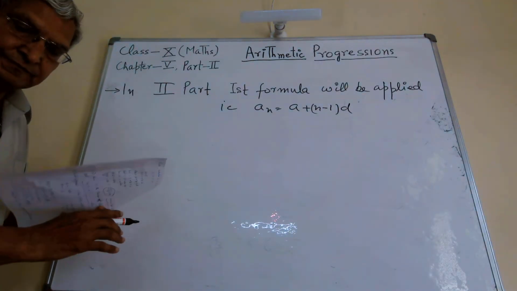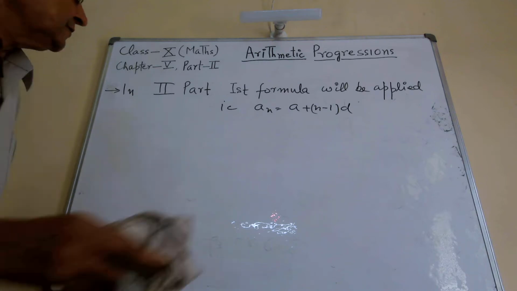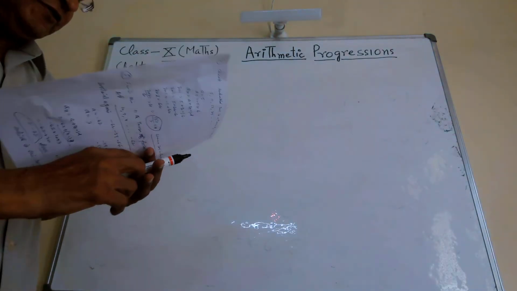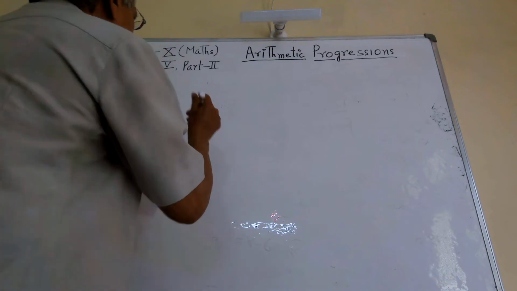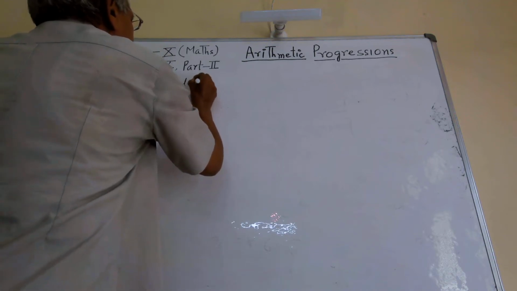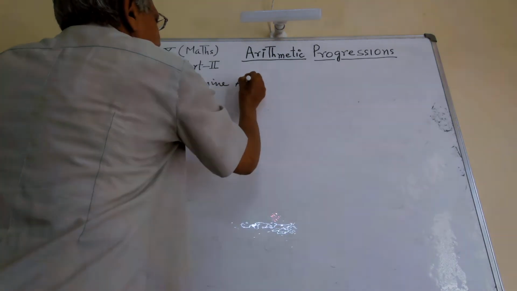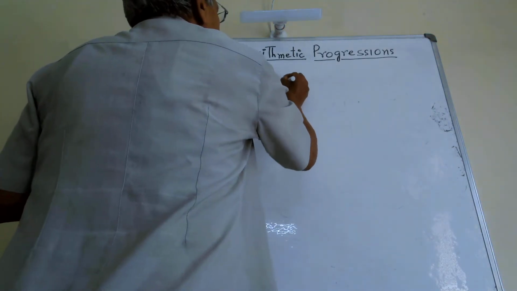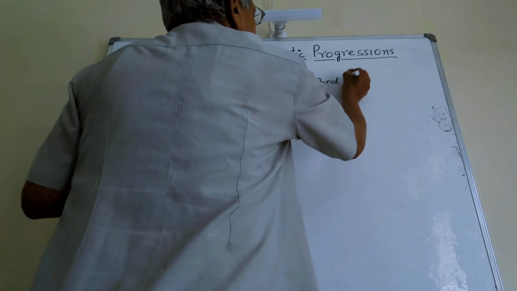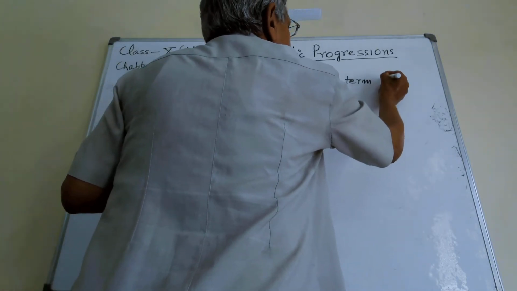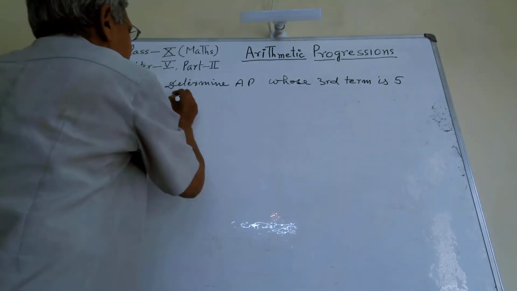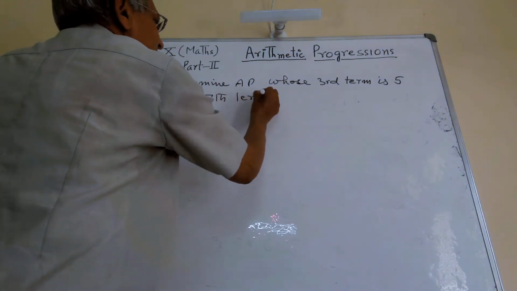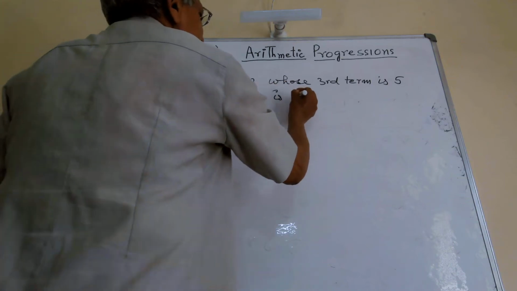First question. Determine the AP series whose third term is 5 and seventh term is 9.